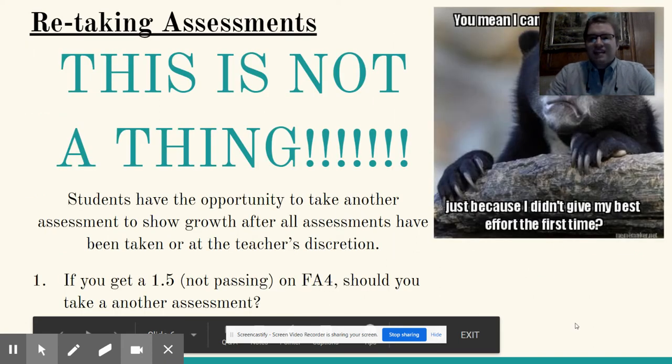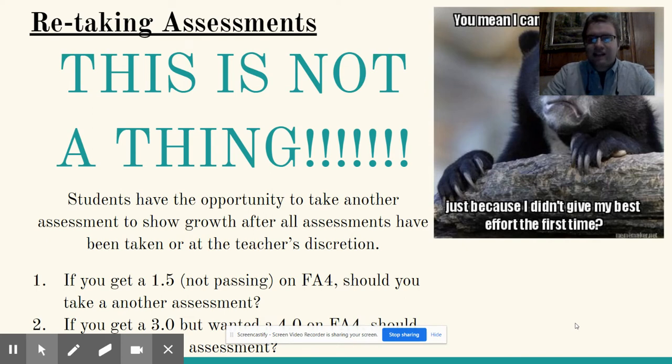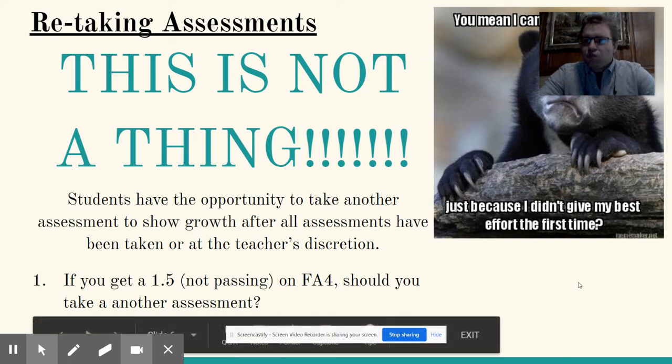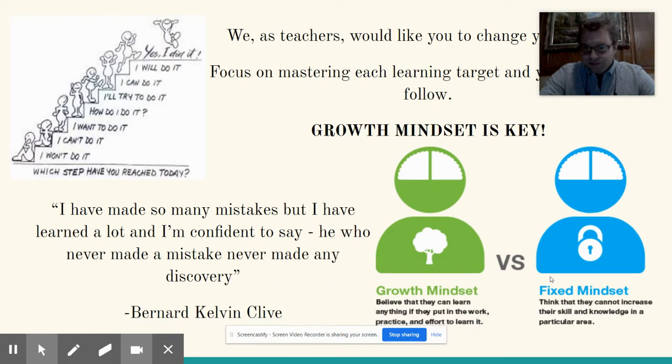Just remember, retaking assessments is not a thing. This isn't like normal testing. You have the opportunity to take another assessment, but not necessarily to retake an assessment, right? Remember, this is not about points. This is about mastery of material. Think about it: if you get a 1.5 on the final assessment, do you really need to take another? No, you need to practice. If you get a 3.0 on the final assessment, do you really need to get up to 4.0? Not necessarily. You've shown you know enough.